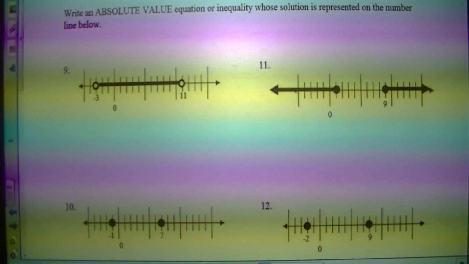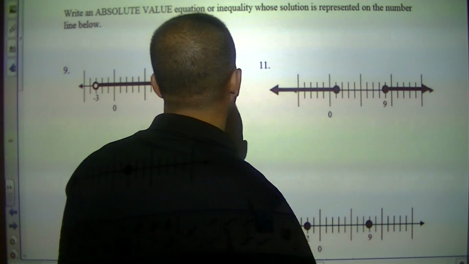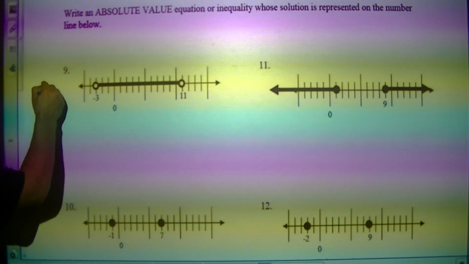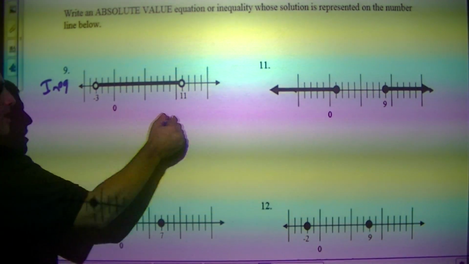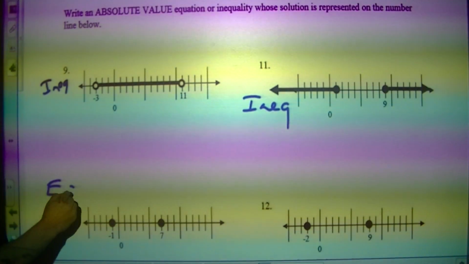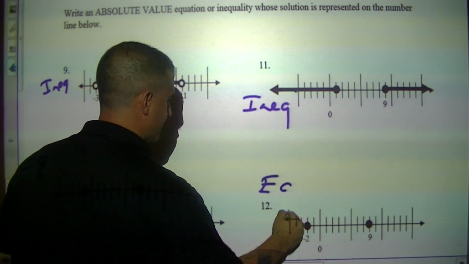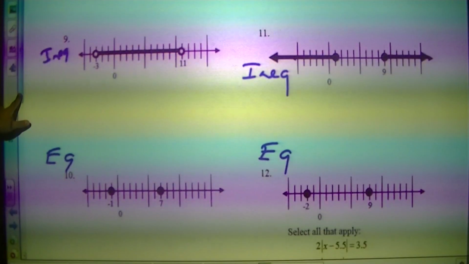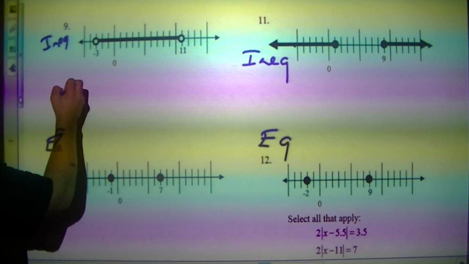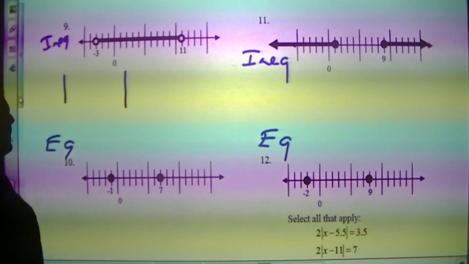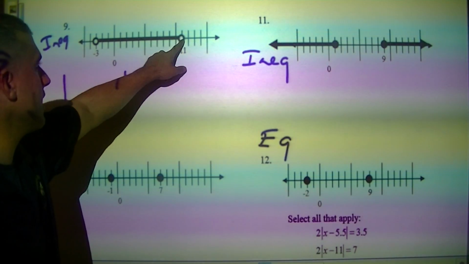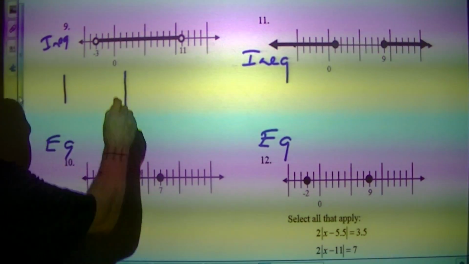Moving on to the absolute value equations and inequalities. One thing I recommend you do is write down what these are. This is an inequality, this is an inequality, this is an equation, this is an equation. So what you need to look at first is what we do in order to find this amount inside. What we want to find is how far these are apart. If you want to, you can count the spaces.